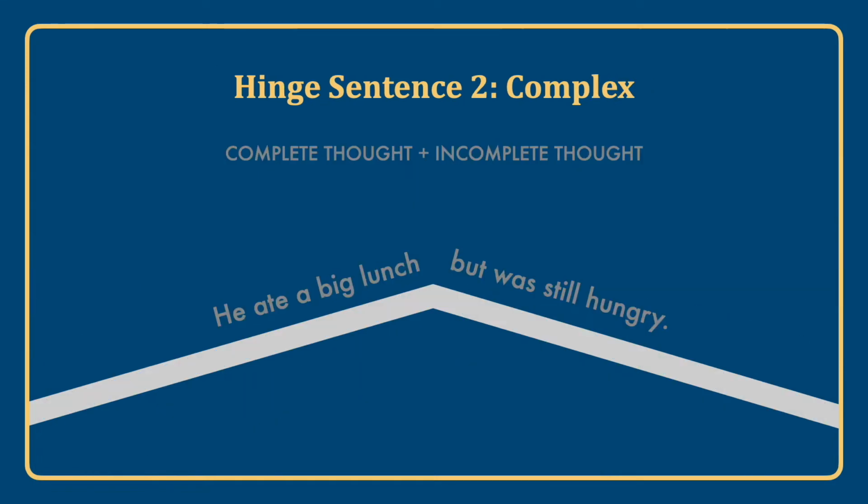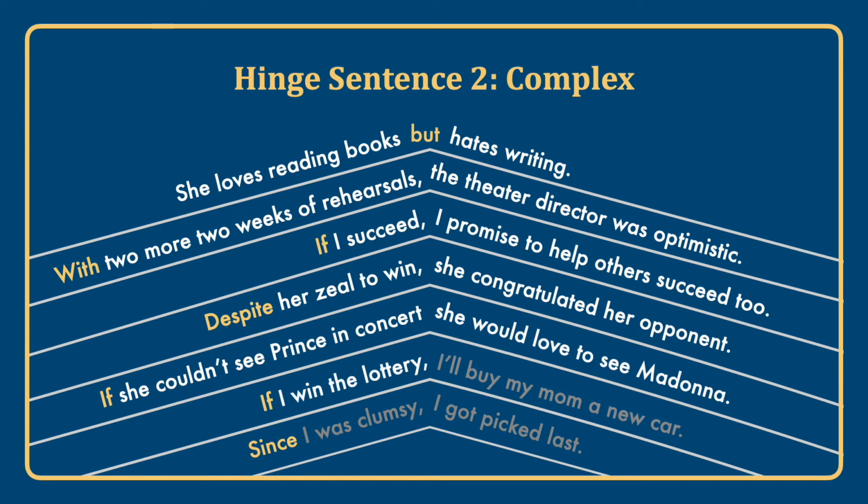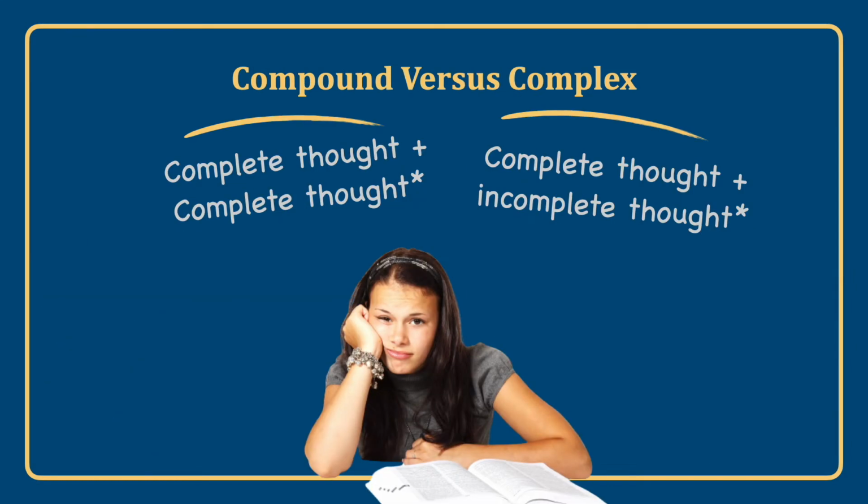The second kind of hinge sentence is the complex sentence. The complex sentence connects one complete thought with one incomplete thought. They can be in either order, complete thought and then incomplete thought, or the other way around. As with the compound sentences, these complex sentences express relationships or even cause and effect. Oh, by the way, don't bother memorizing this terminology, the difference between complex and compound sentences. It's kind of boring and it doesn't really matter. What's important is connecting and relating two or more ideas.